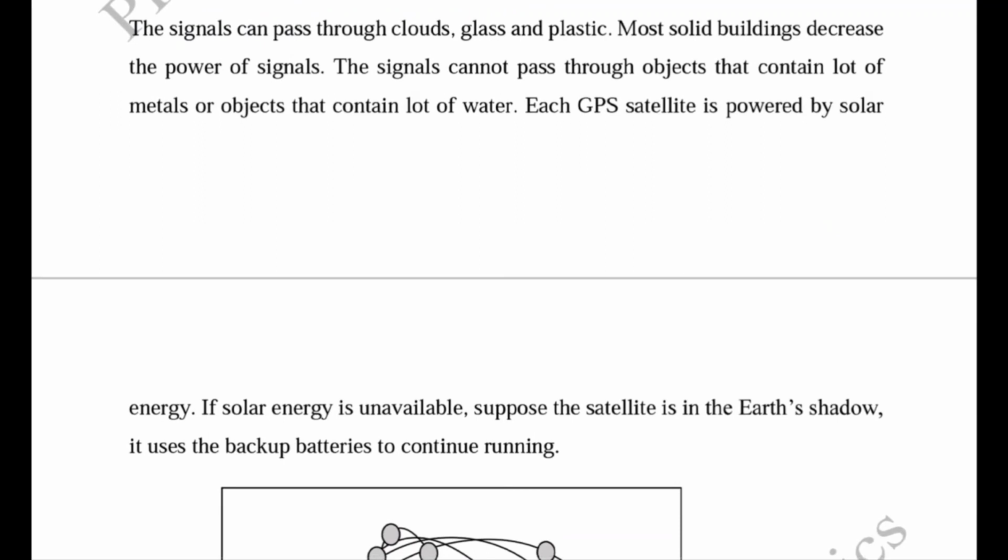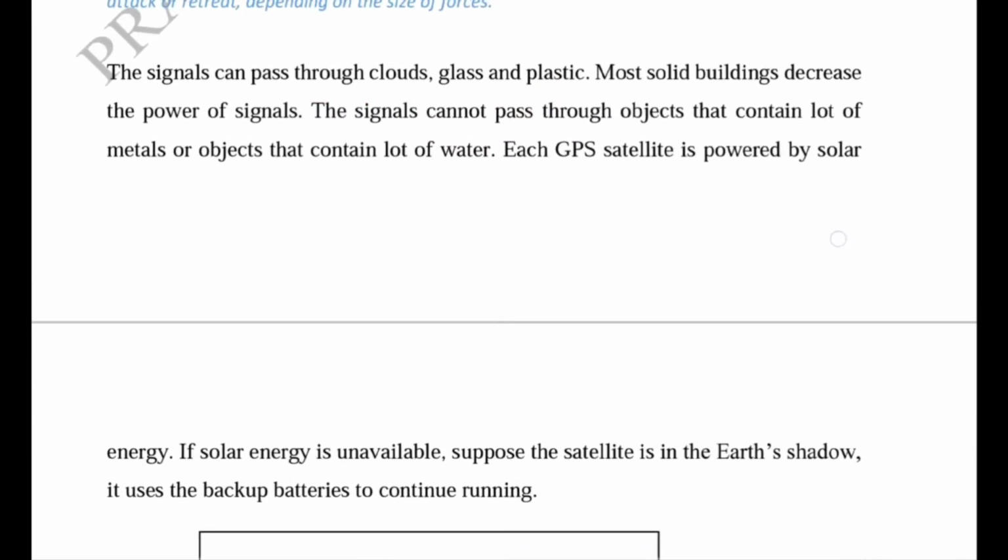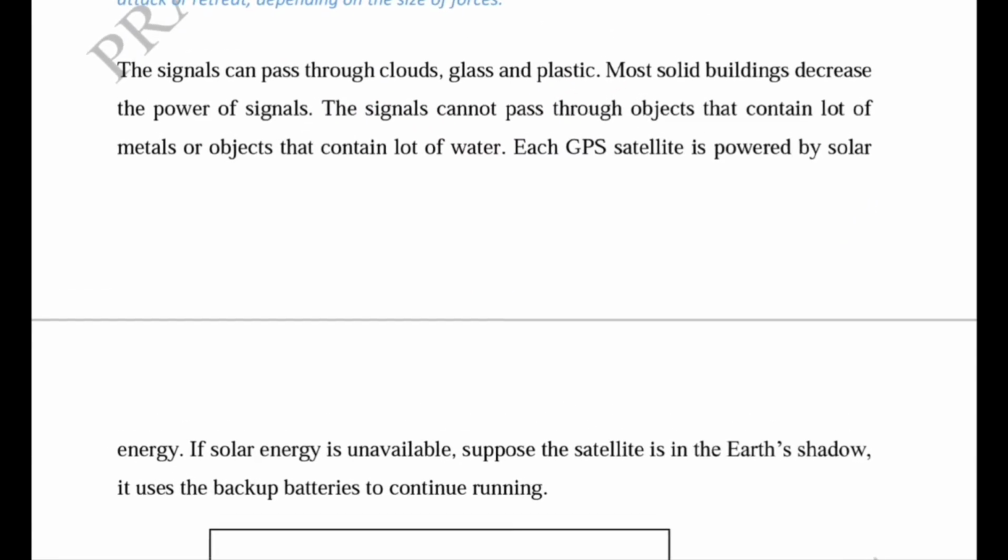into the radio signal, and we know that radio frequency, or we can say radio waves, has a high wavelength, so they can be easily passed through clouds, glass, or plastics. So most solid buildings decrease the power of the signal, and the signal cannot pass through objects that contain a lot of metal or a lot of water.